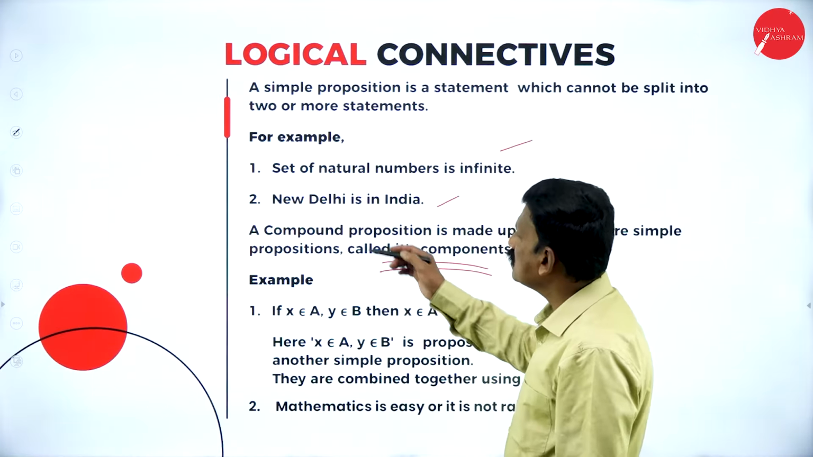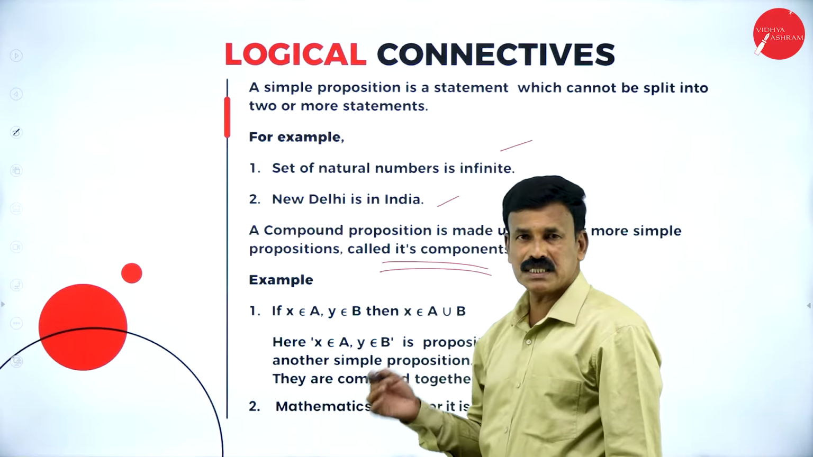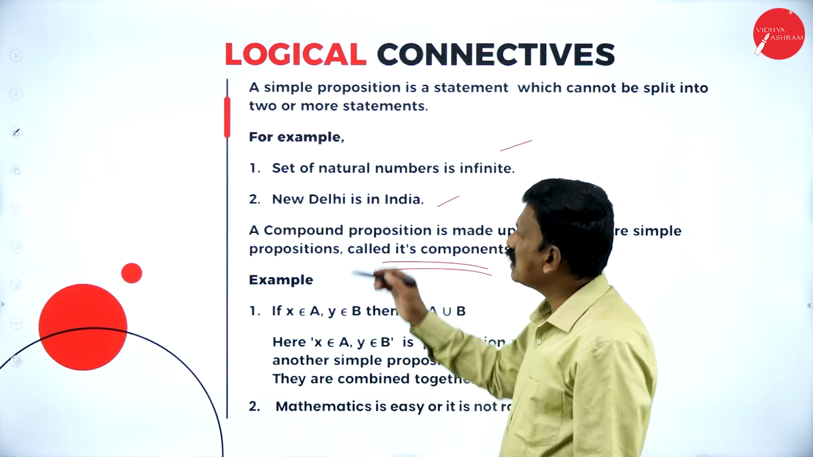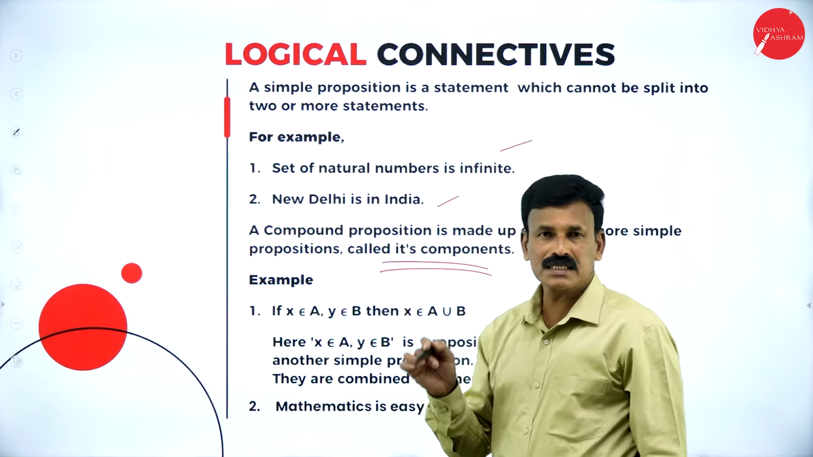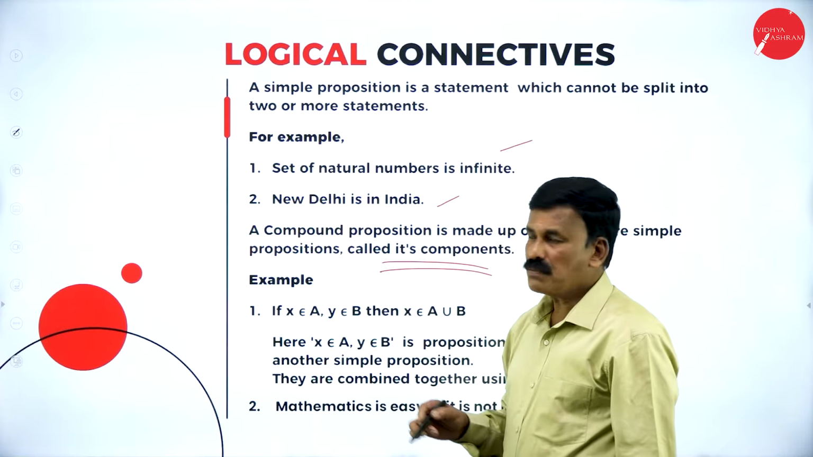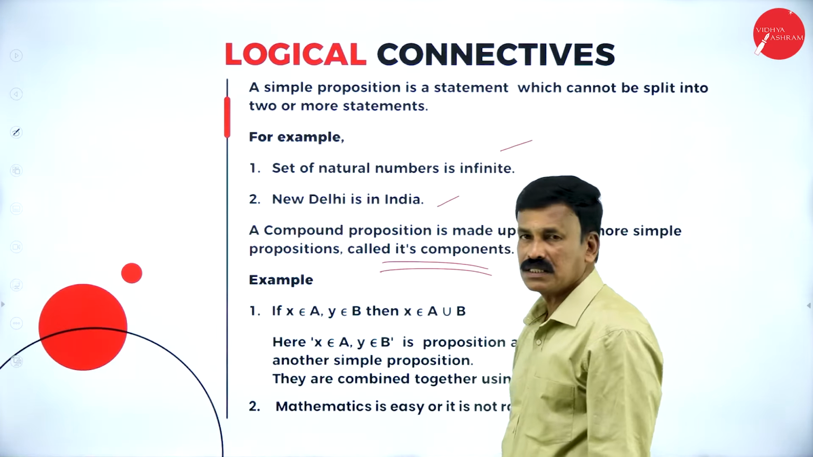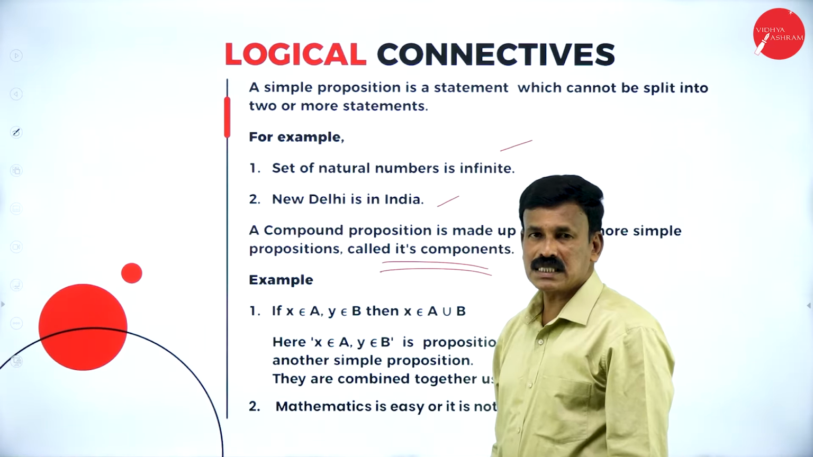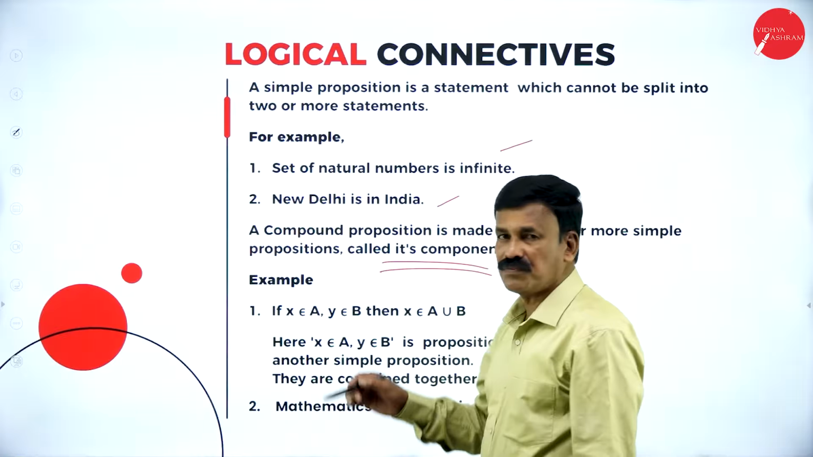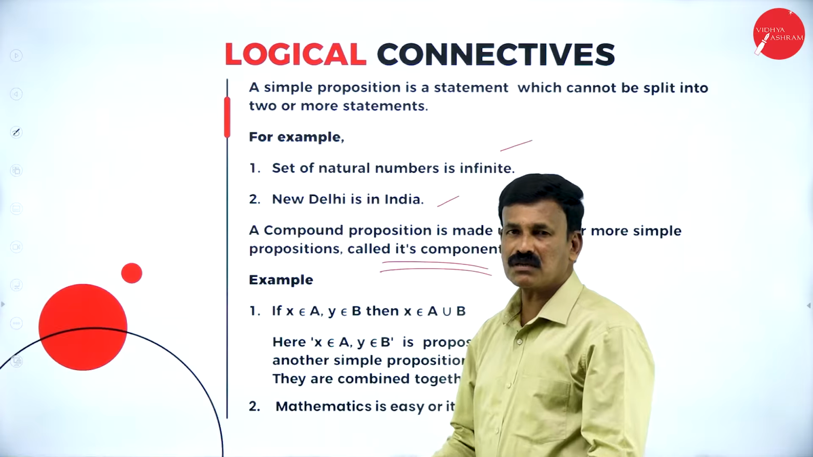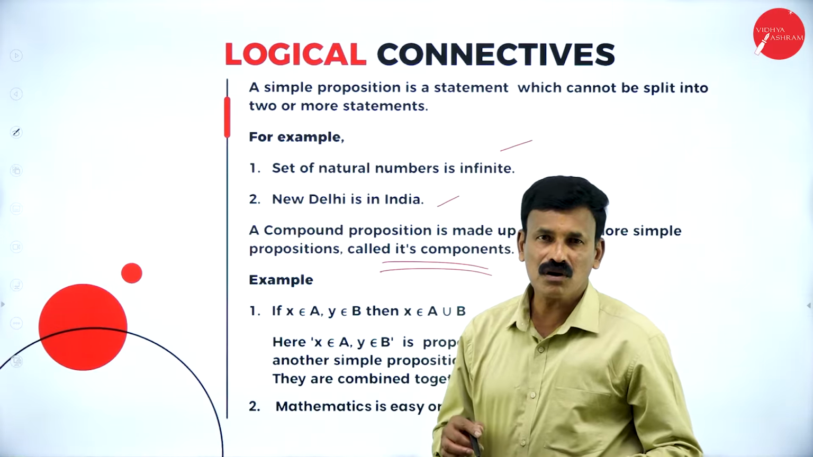These two simple propositions are connected using some connectives to get a compound proposition. Now, for example, I can connect this: the set of natural numbers is finite, or New Delhi is in India. Or is the connective. Similarly, the set of natural numbers is finite and New Delhi is in India. And is the connective. Another example: if the set of natural numbers is finite, then New Delhi is in India. That is called a conditional statement. One more connective is called a biconditional: the set of natural numbers is finite if and only if New Delhi is in India. So, these are all the connectives. Using these connectives, we are going to combine two simple propositions to get a compound proposition.